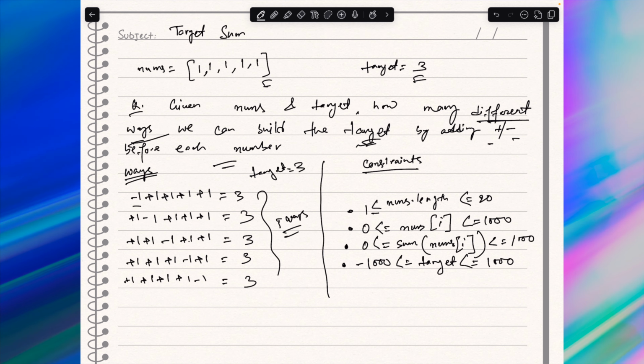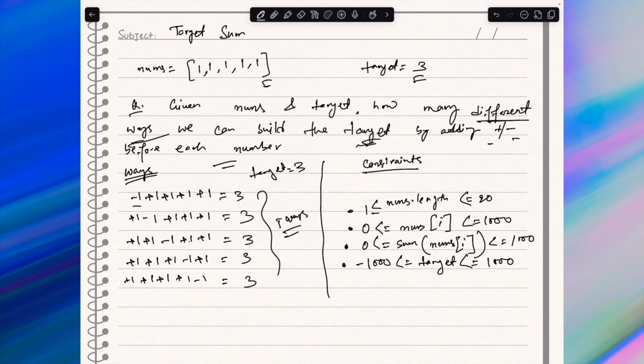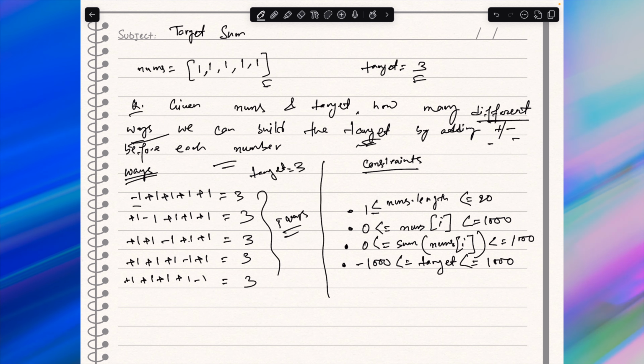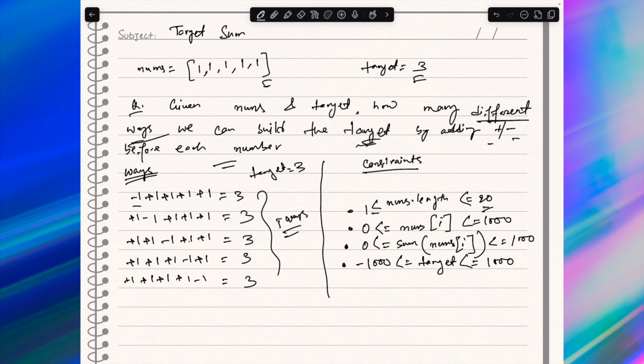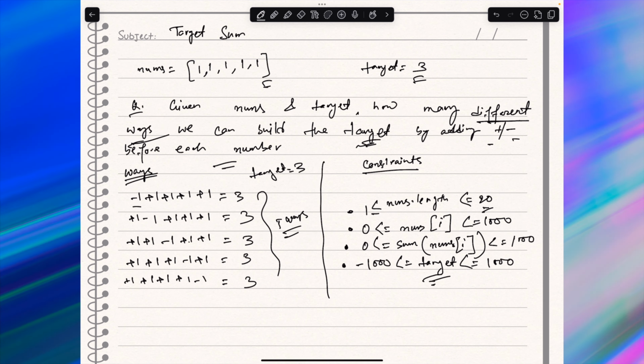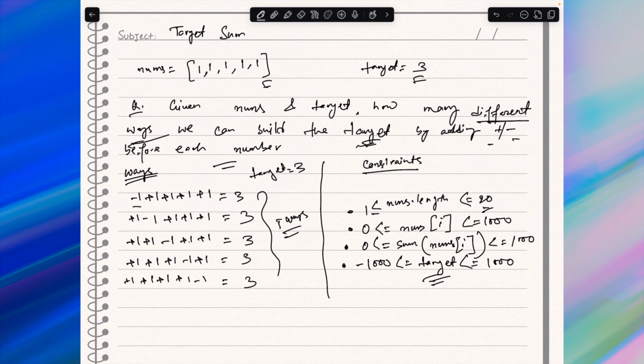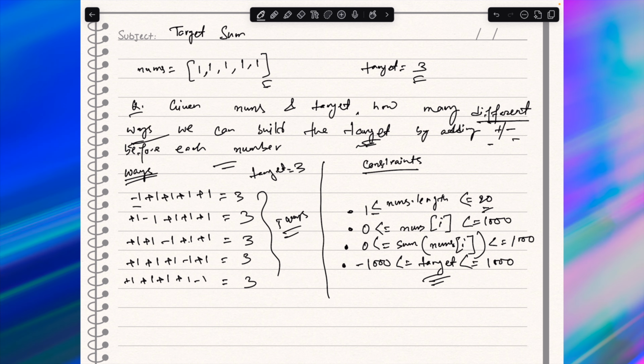The constraint has been mentioned as the length of the nums array being less than or equal to 20. And very important to note, the target can be negative as well. So target is greater than or equal to minus 100,000 and less than or equal to 1000.